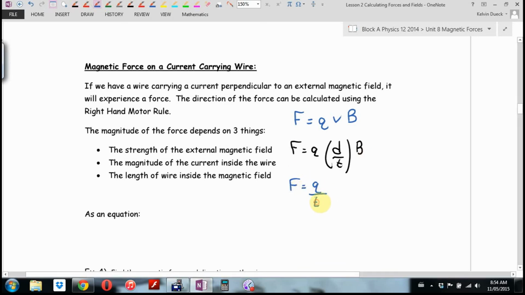I'm going to move the T underneath the Q. Hey, what is Q over T? It's on your test next class.